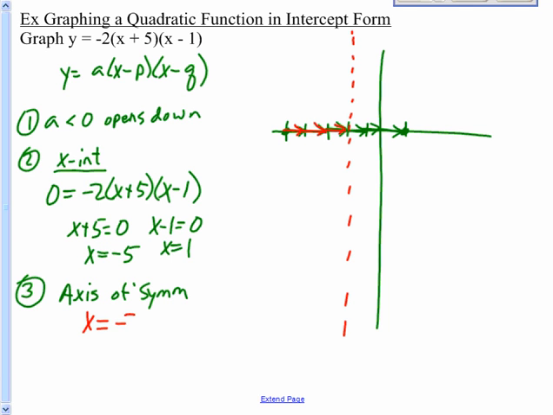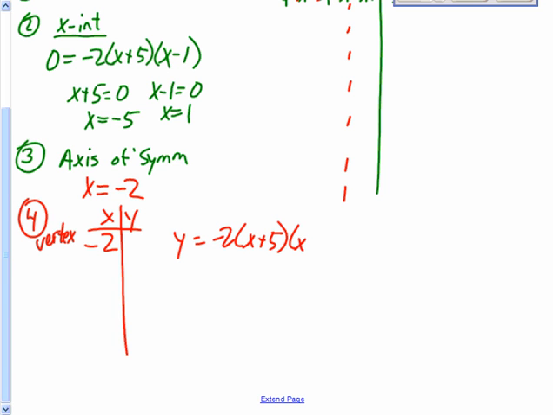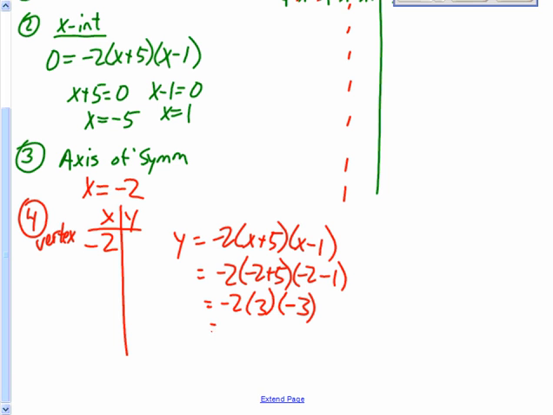X equals negative 2. Negative 5 plus 2, right? If you go over to the right 2 there. Okay, so x value of negative 2. That's where my vertex is going to be. Negative 2, that's where my vertex lies. I plug that in. Looks like we got y equals 18.